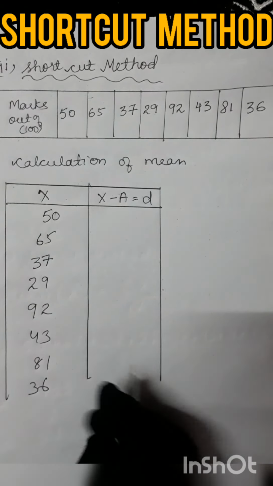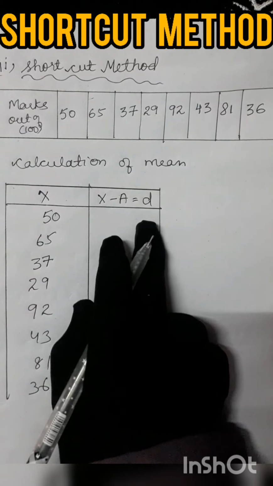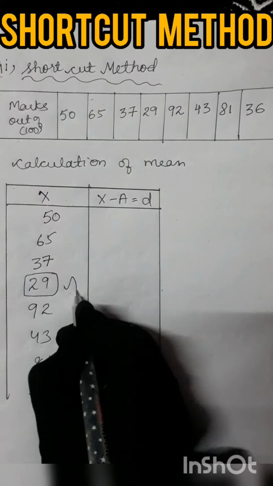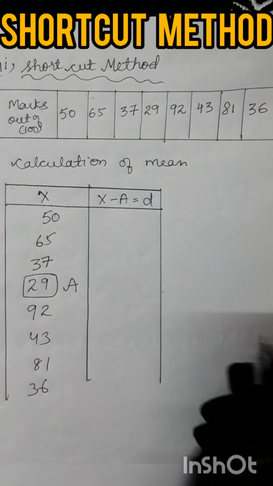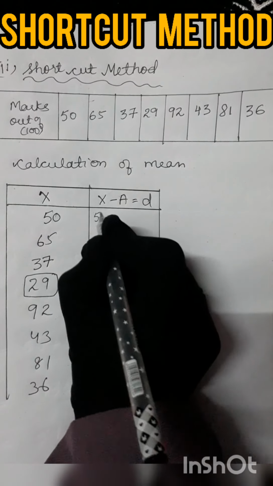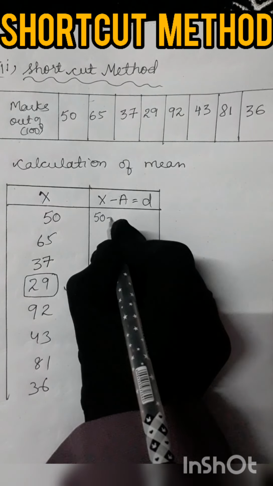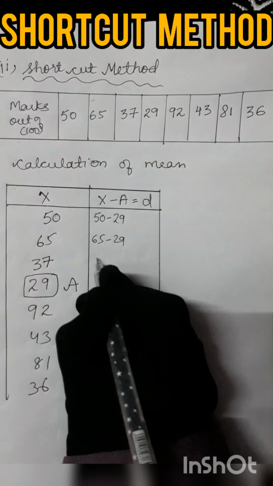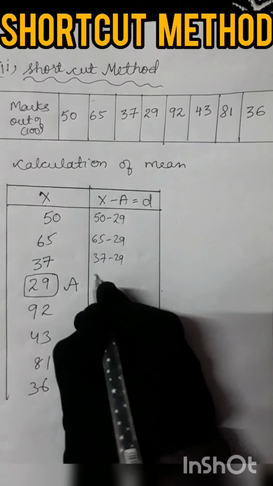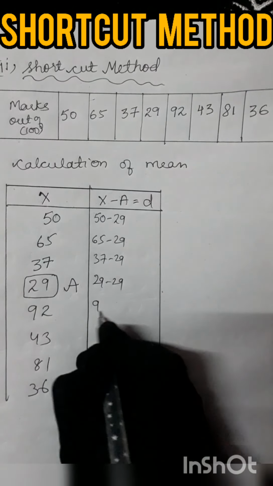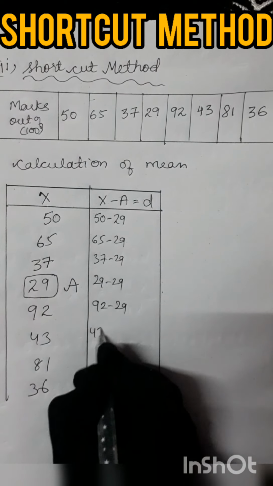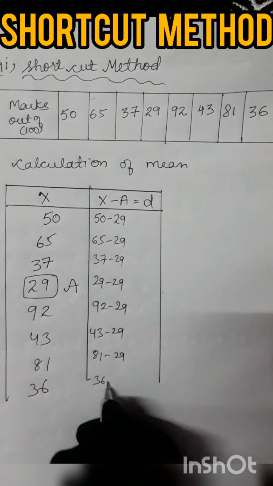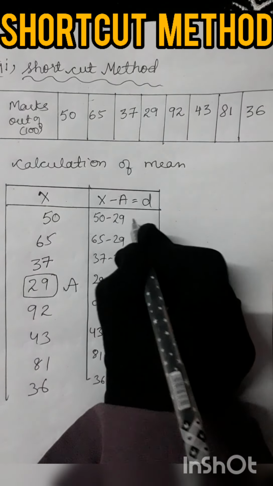Now we'll calculate d. How to calculate d? X minus a. So a means assume mean. I am taking one number from x, that is smallest number 29. We can take any number. 50 minus 29, 65 minus 29, 37 minus 29, 29 minus 29, 92 minus 29, 43 minus 29, 81 minus 29, 36 minus 29.